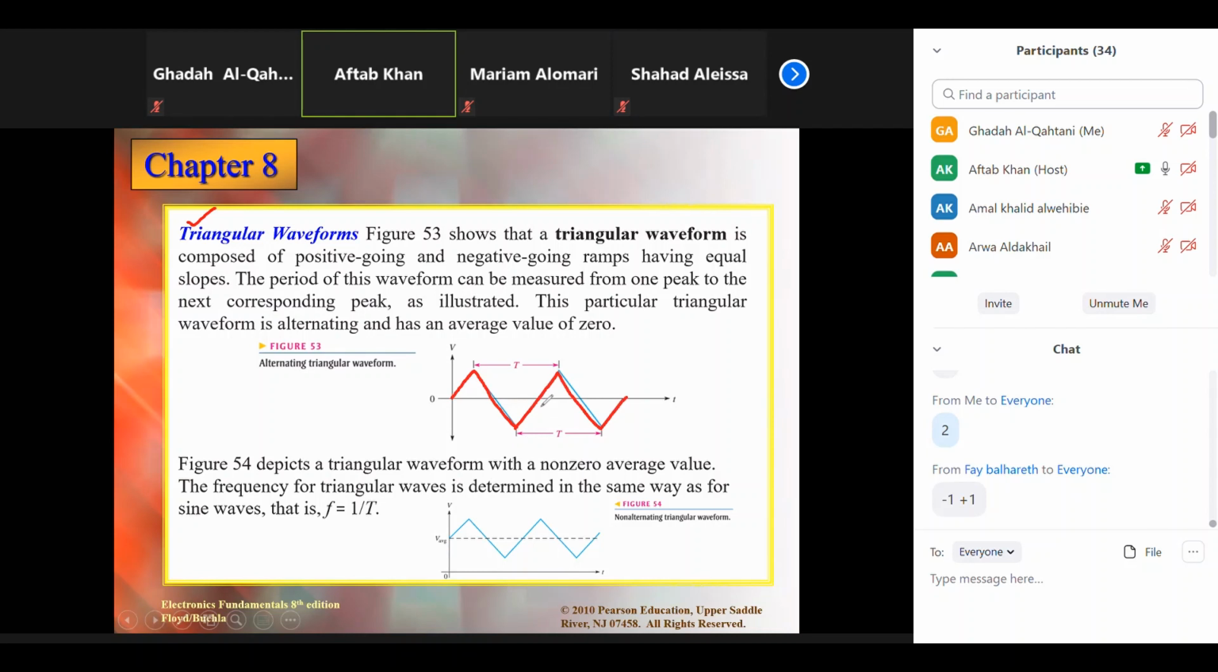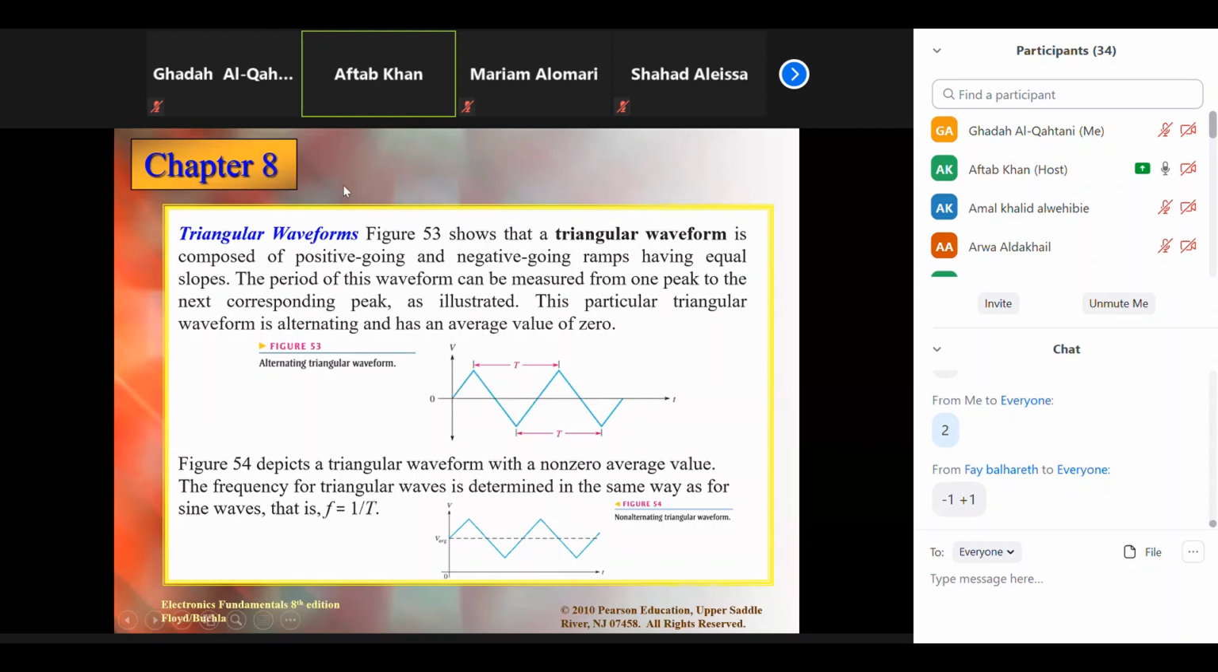This is triangular. A triangular wave is composed of positive going and negative going ramps. What is a positive going ramp? This is called positive going, where values are increasing. Another is the negative going ramp. This is negative going, this is positive going, this is negative going, like that. So it is a triangular waveform.